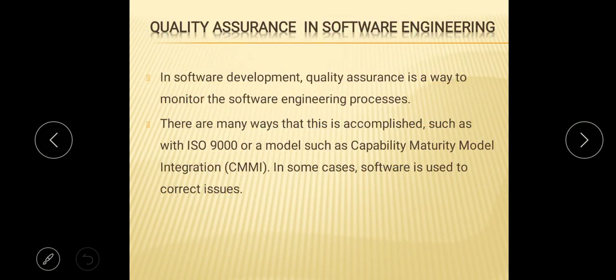Okay. Now, what about the quality assurance in software engineering? In software development, quality assurance is a way to monitor the software engineering processes. There are many ways that this is accomplished, such as with ISO 9000, what I have already discussed with you, or a model such as capability maturity integration, CMMI. In some cases, software is used to correct issues or problems.